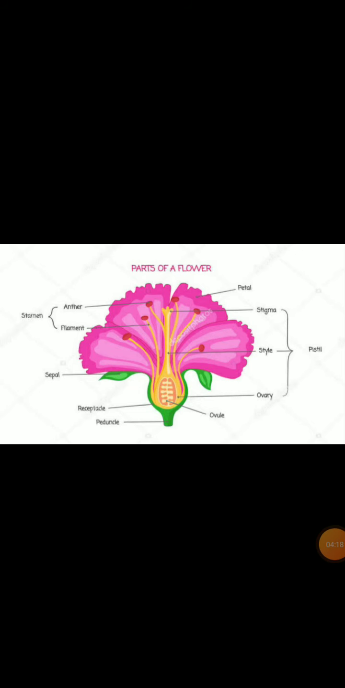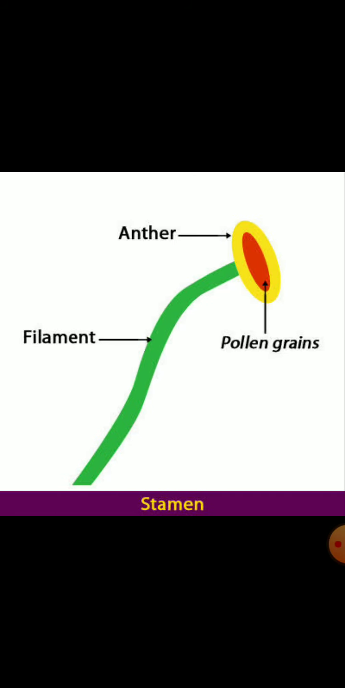Then we have reproductive parts of a flower, stamen and pistil. Stamen is the male reproductive part, whereas pistil is the female reproductive part. Let us know the structure of stamen and pistil. Here we have the structure of stamen. Stamen is the male reproductive part and it produces pollen grains, which are yellowish in color. In the figure you can see.